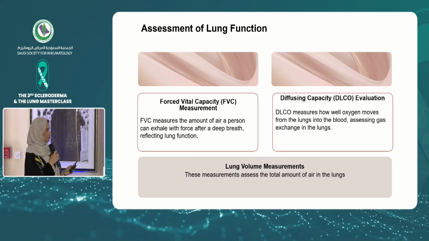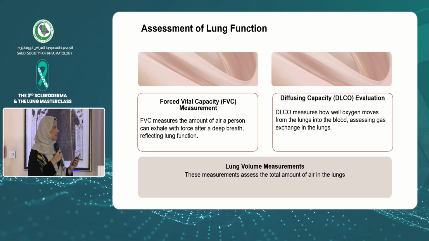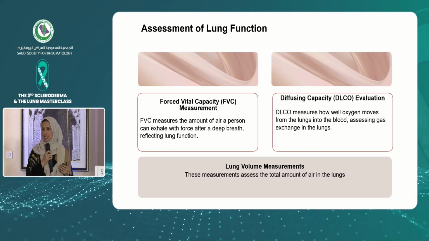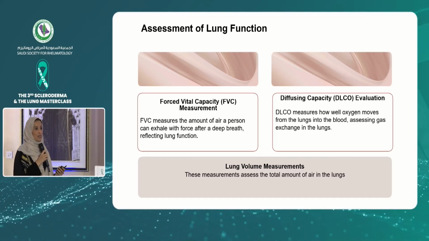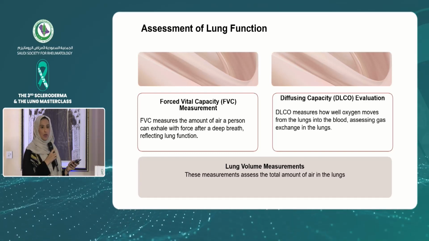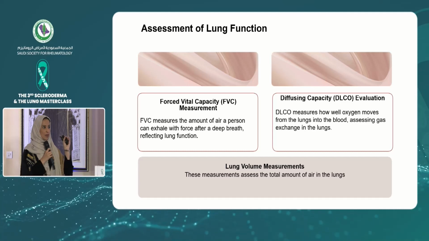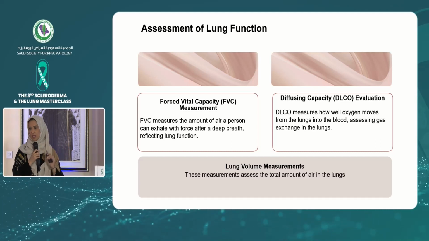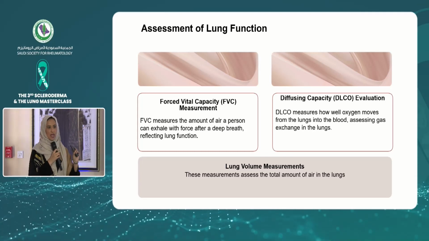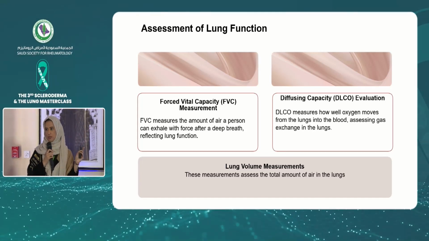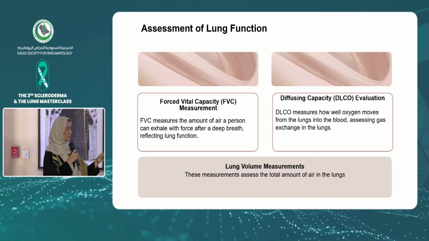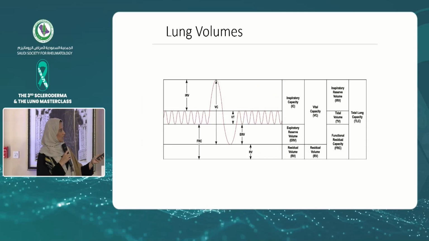The FVC is, simply speaking, the amount of air the patient can exhale out or inhale in with forceful effort. Whereas the DLCO detects the ability of the lung to extract oxygen from the air into the blood and diffuse the CO2 back to the alveoli. The lung volume measurements are the total amount of air in the lungs.